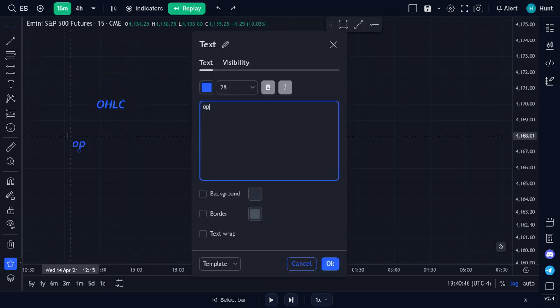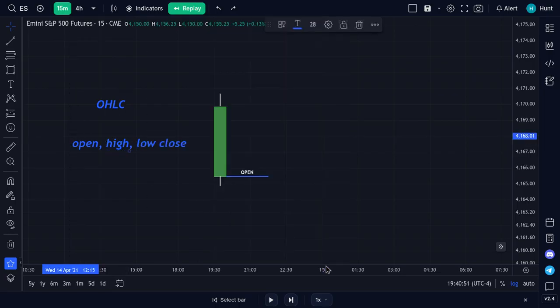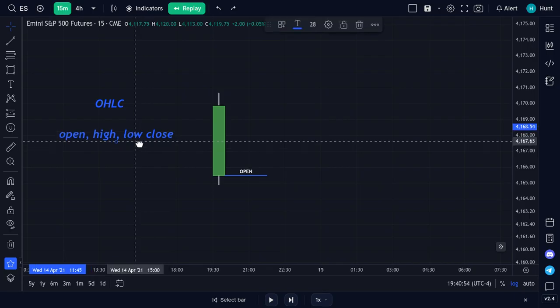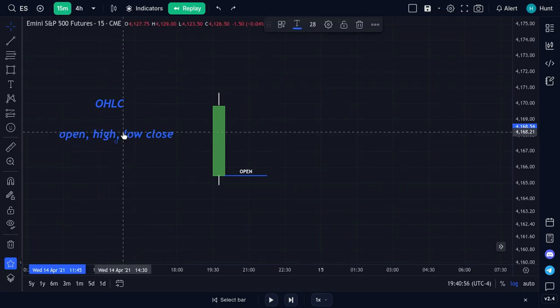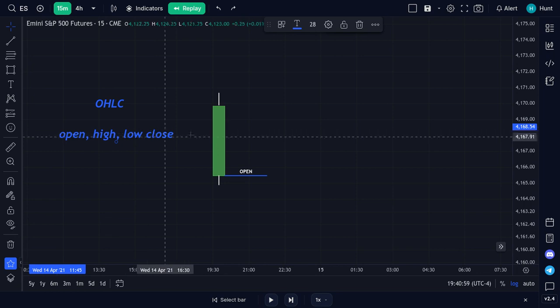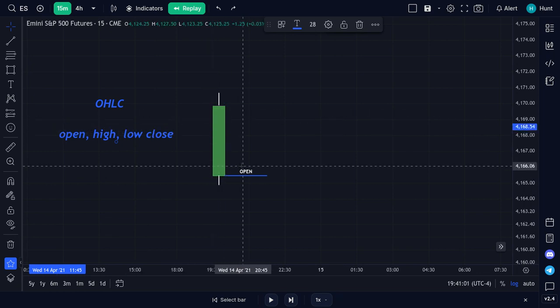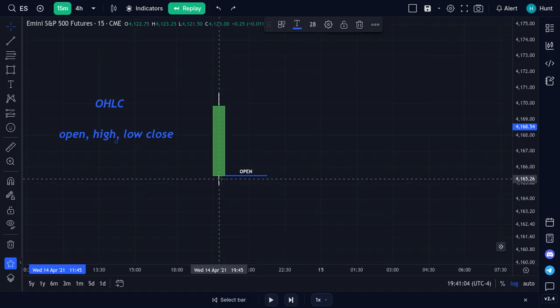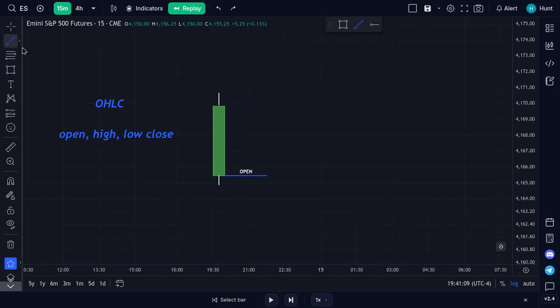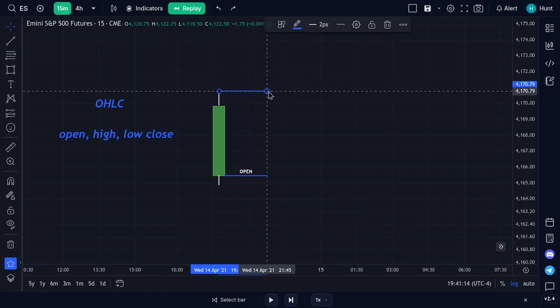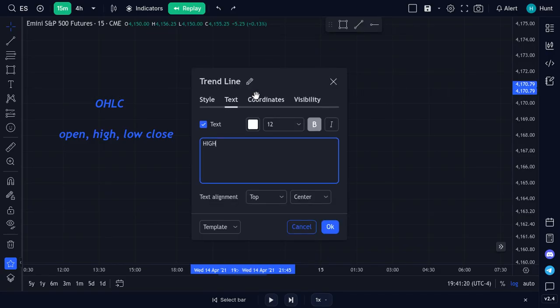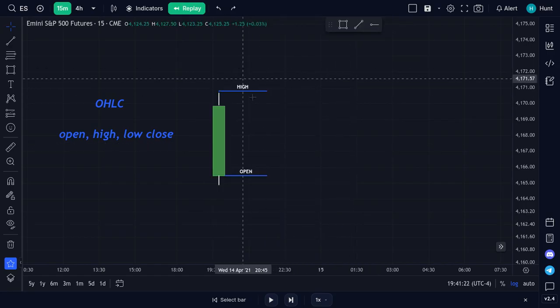So I'll draw it out for you. Open, high, low, close. Each candlestick represents the open of the price, the high of the price, the low of the price, and the close of the price. So for example, if this is a 15-minute candle, this bottom part would represent the open, the top would represent the highest point that candlestick went. So that would be the highest point that the candlestick went.